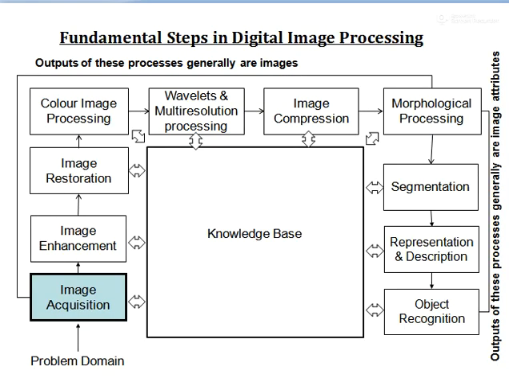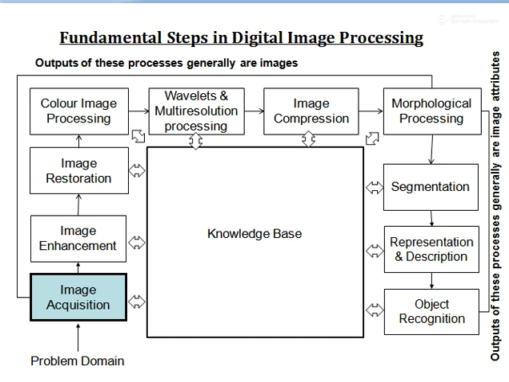Now see, what are the basic fundamental steps in digital image processing? We have several steps. Let us see one by one. In that: image acquisition, image enhancement, image restoration, color image processing, multi-resolution and wavelets, image compression, morphological processing, segmentation, representation and description, and finally object recognition. These are all connected with a knowledge base. So these are all the steps available in digital image processing. Let us see one by one.